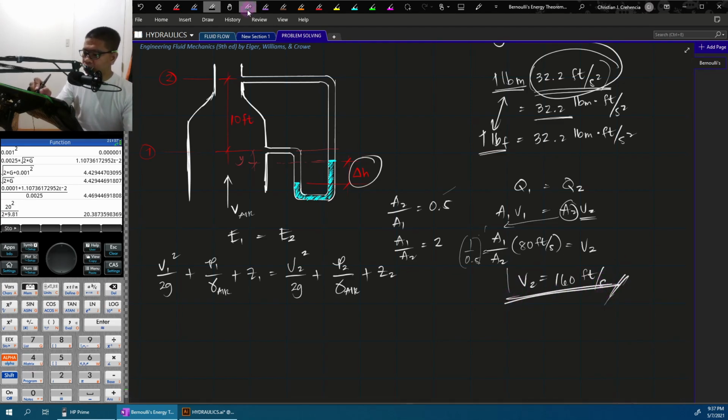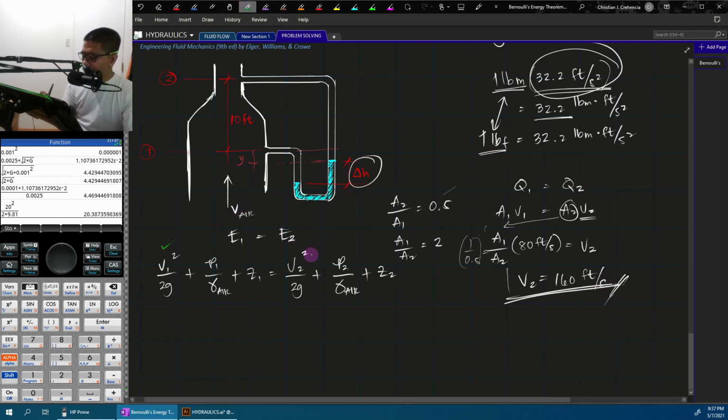So, we now have velocity 1 and velocity 2. For Z1, if we set this as our datum, then Z1 is 0. And then Z2 up here will be equal to 10 feet.